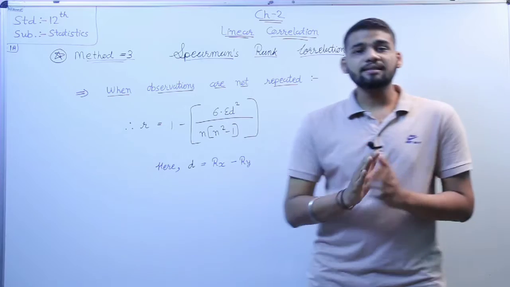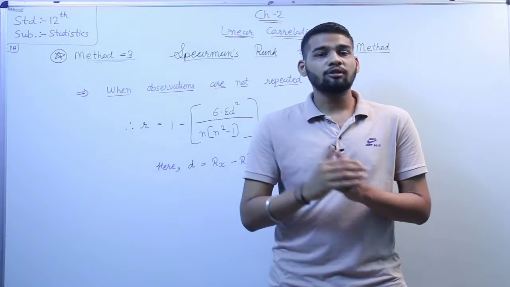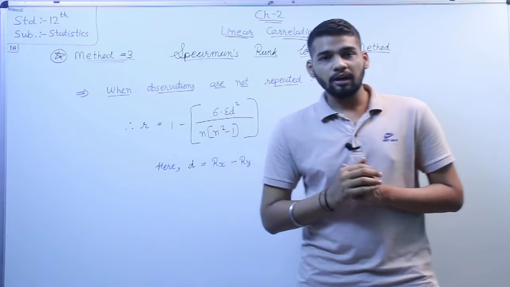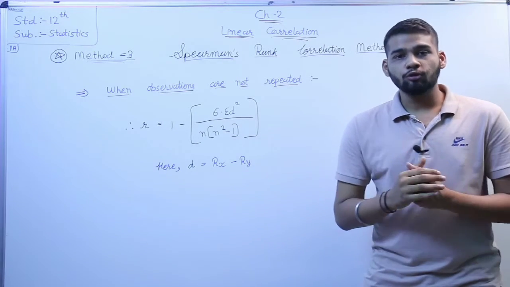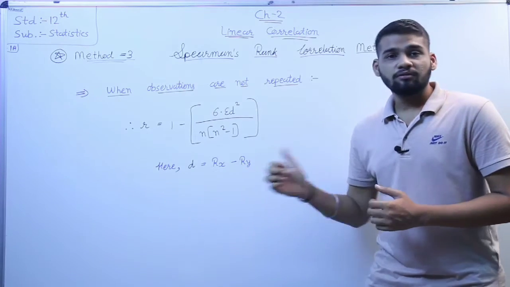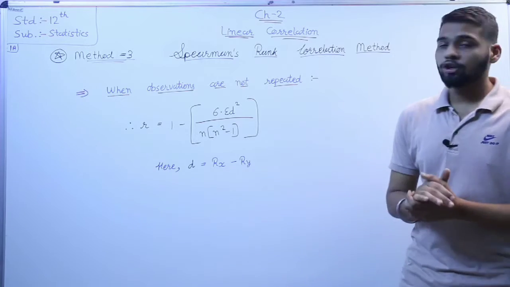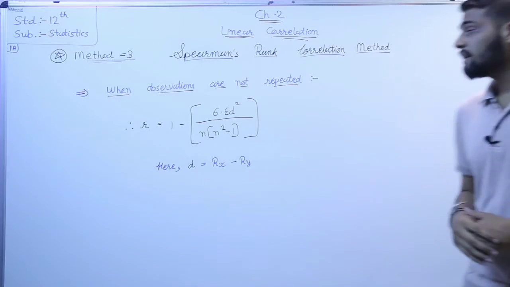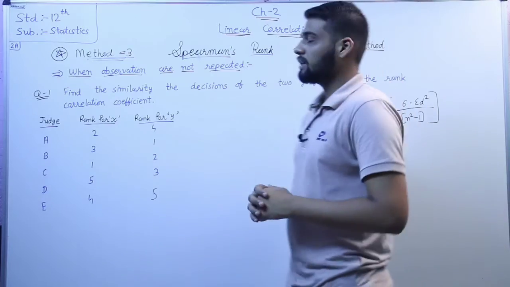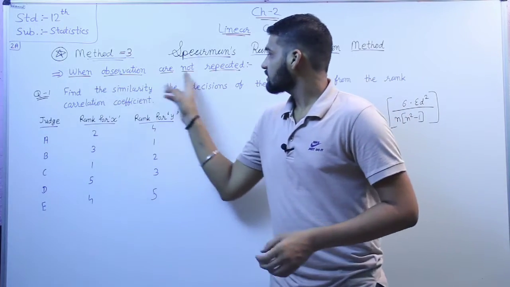Whichever is the highest number in variable x, students, we allocate rank 1 to it, then the second highest number gets 2, the third highest number gets 3, and the same way we do it in variable y. Clear? So please note down this formula in your notebook, and let me explain the first sum of the Spearman rank correlation method when observations are not repeated.